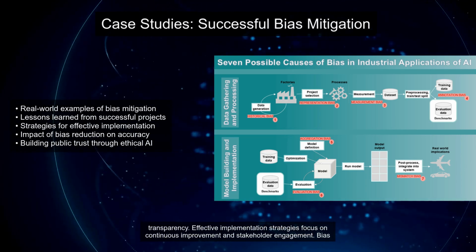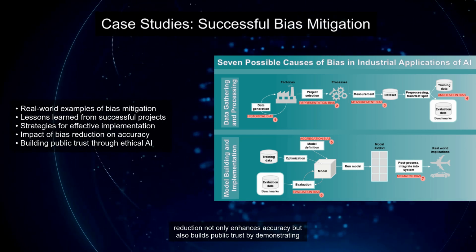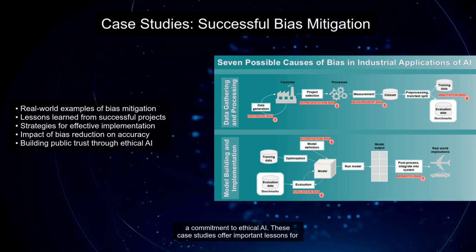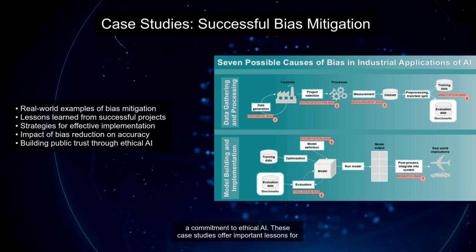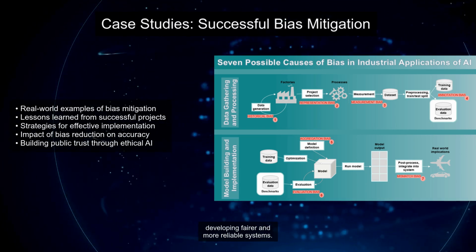Effective implementation strategies focus on continuous improvement and stakeholder engagement. Bias reduction not only enhances accuracy but also builds public trust by demonstrating a commitment to ethical AI. These case studies offer important lessons for developing fairer and more reliable systems.